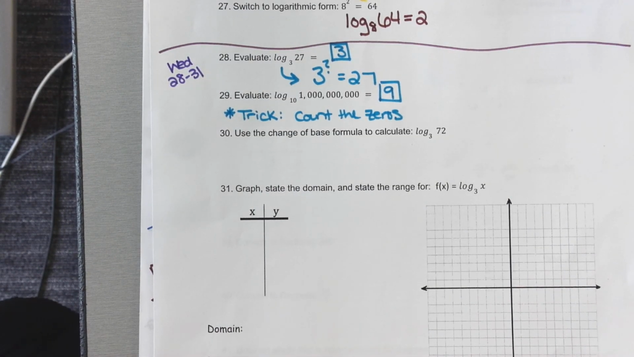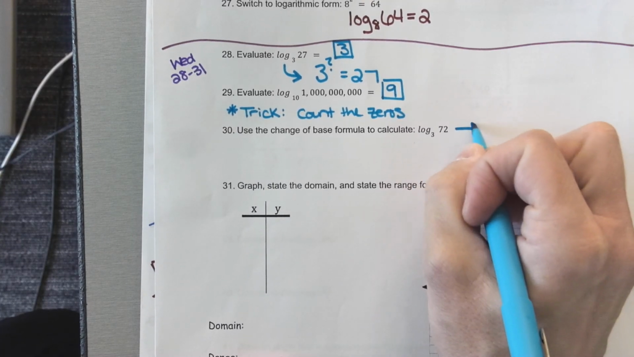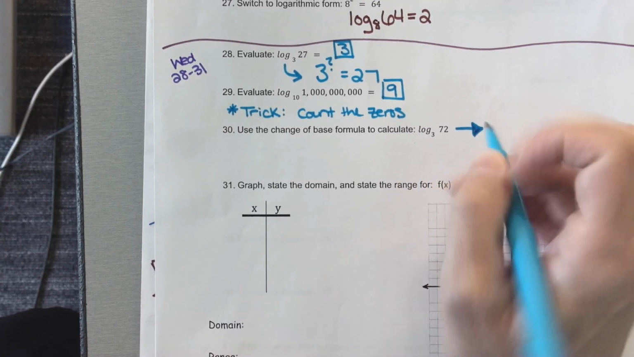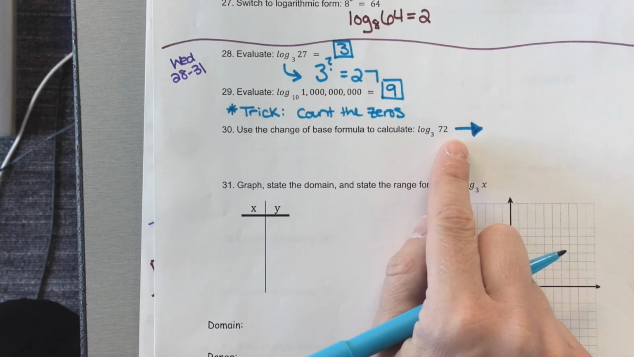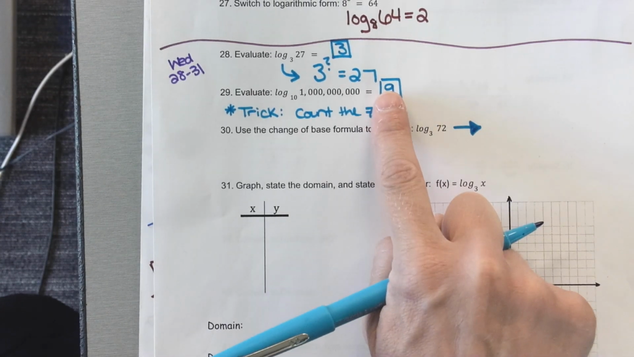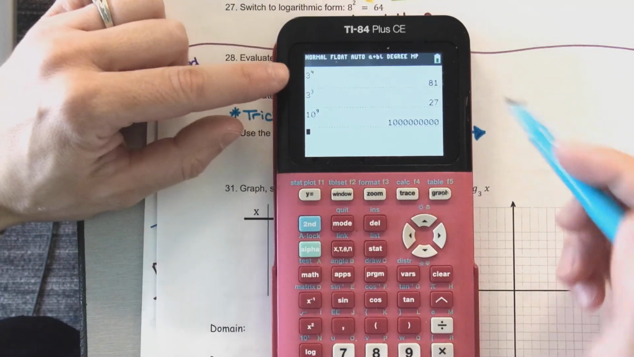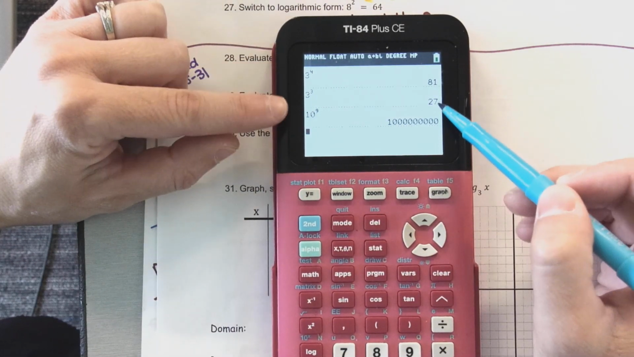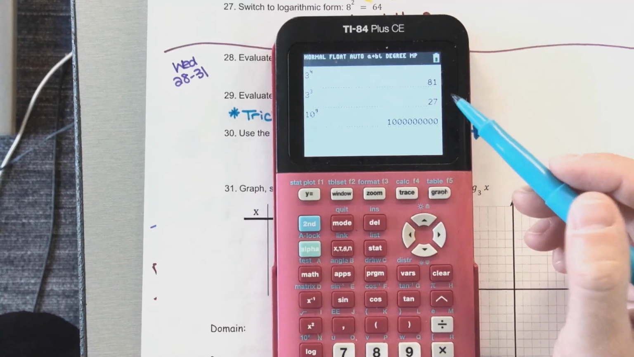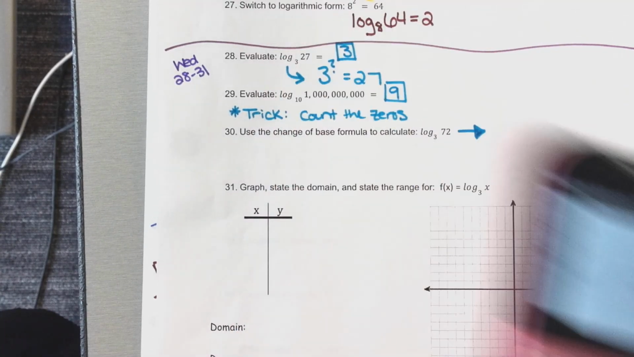All right, the next one says to use change of base. This might be a formula you don't remember. So let's see what we've got. If you think 3 to what power is 72, well, 3 to the 3rd was 27, so it's not 3. And 3 to the 4th was 81. Do you see how it's somewhere in between 3 and 4? Oh, it's a decimal.